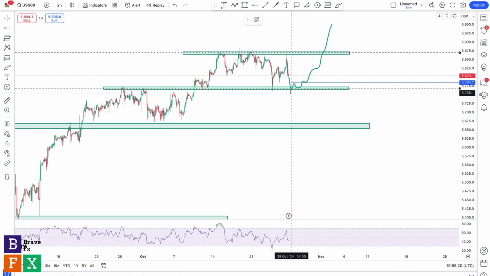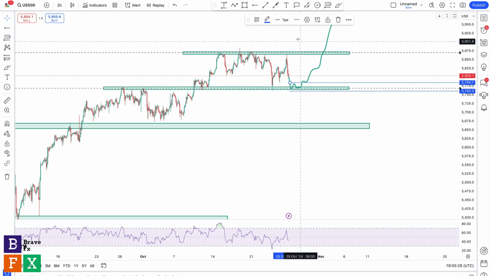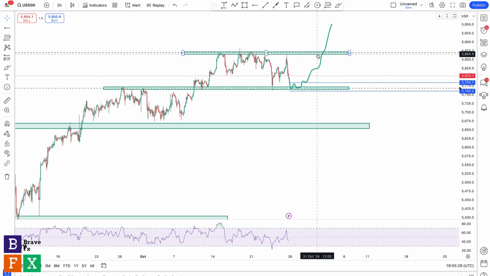Stop loss is going to be underneath these price levels, right? So this gives you a tighter risk to reward ratio on this trade. Obviously, take profit target is going to be around this resistance level. So that's my first bullish case scenario, right?